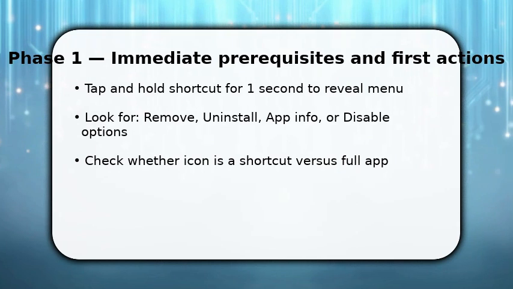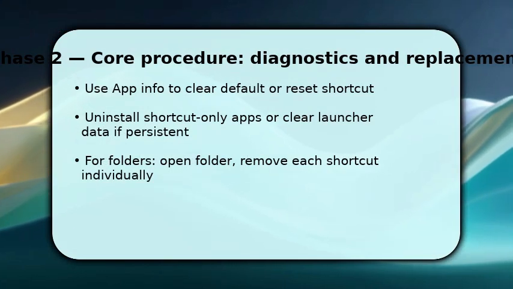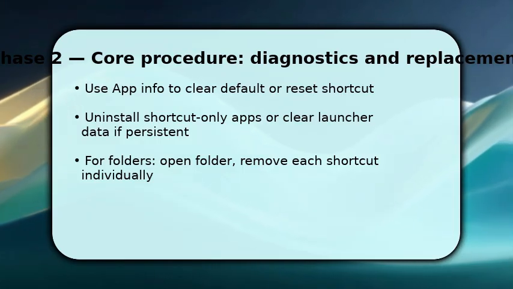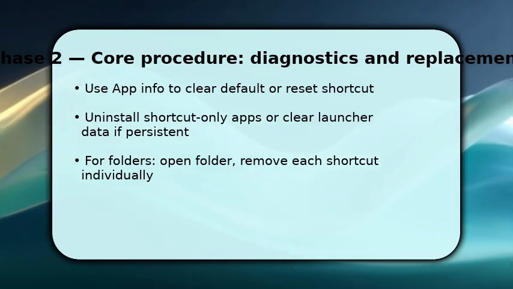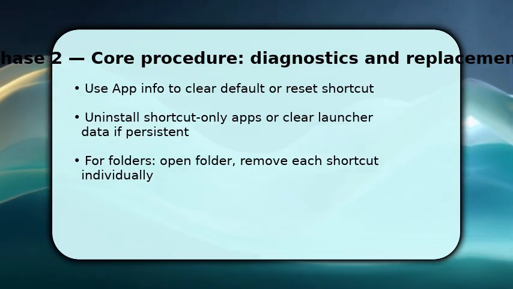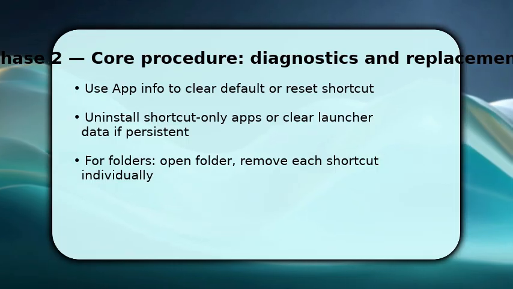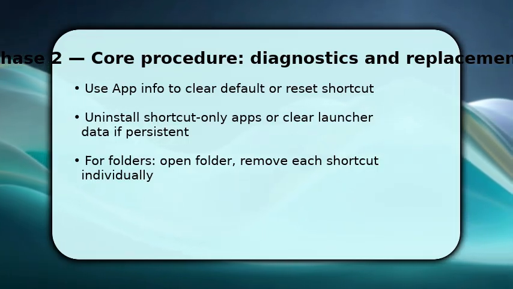You proceed by using App Info when a simple remove won't stick. Press and hold, then tap App Info to clear defaults or force stop. If the shortcut persists, uninstall the shortcut-only package or clear your launcher cache from Settings, right arrow Apps, right arrow Launcher, right arrow Storage. For folders, open the folder and remove each shortcut individually.